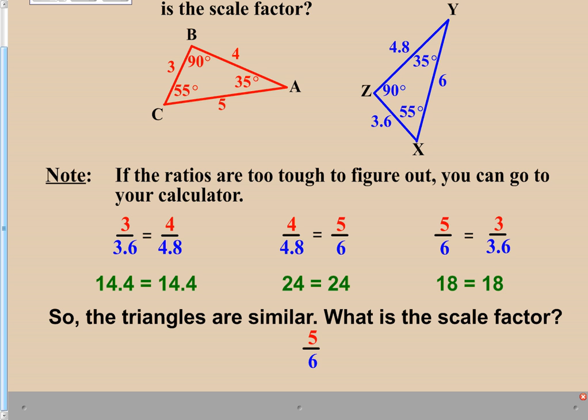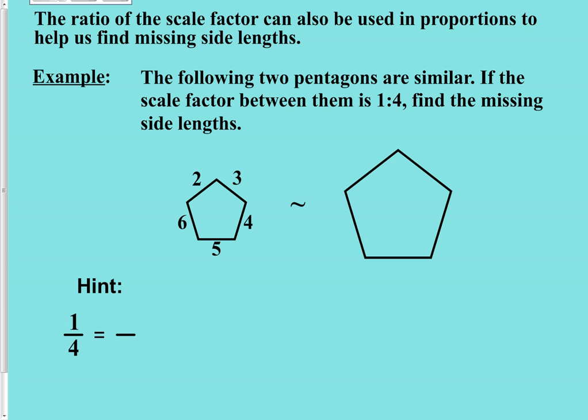Okay. Now, one of the things that the scale factor can be used for is to help us find missing side lengths if we already know that 2 figures are similar. Just like yesterday, sometimes we have proportions that are all filled in, and sometimes we have proportions that are missing a side length. The math remains the same. We just have to work the problem out. The ratio of the scale factor can also be used in proportions to help us find missing side lengths. So this example says that the following 2 pentagons are similar. If the scale factor between them is 1 to 4, find the missing side lengths.